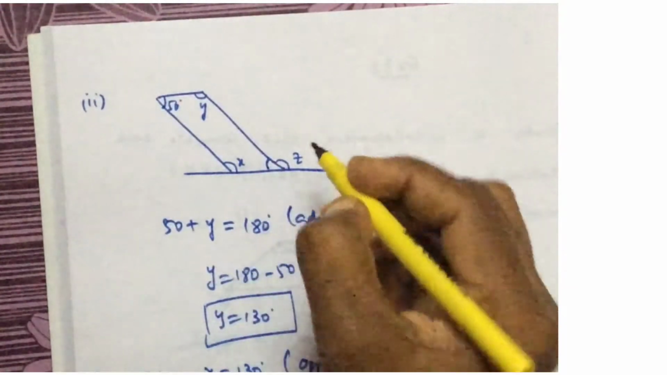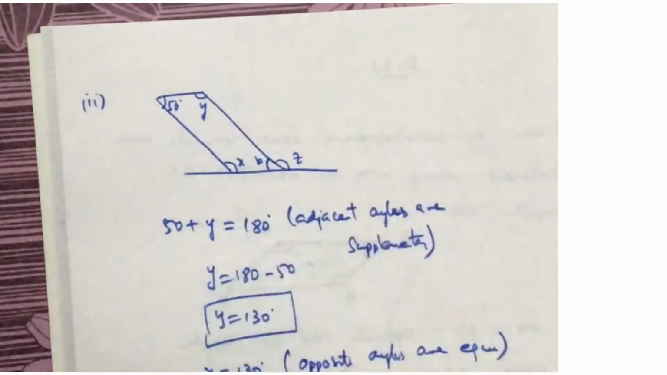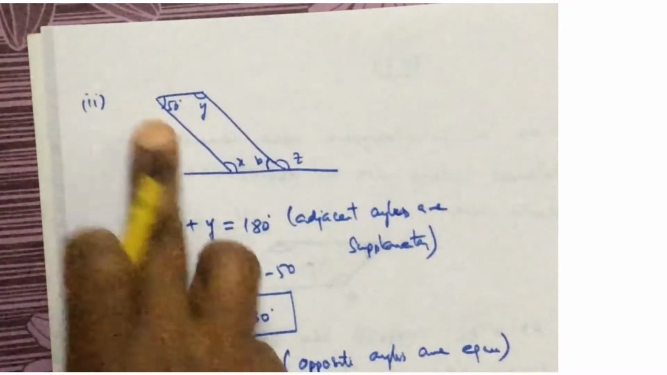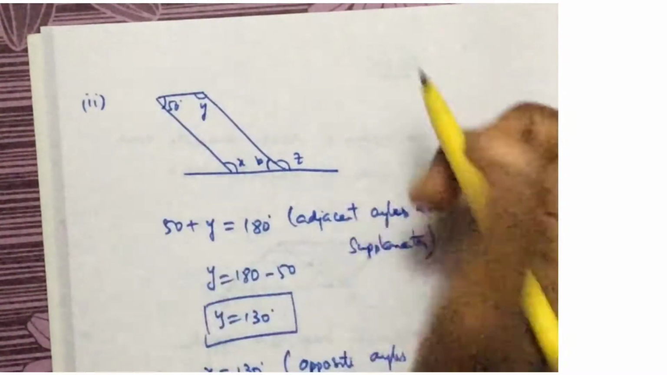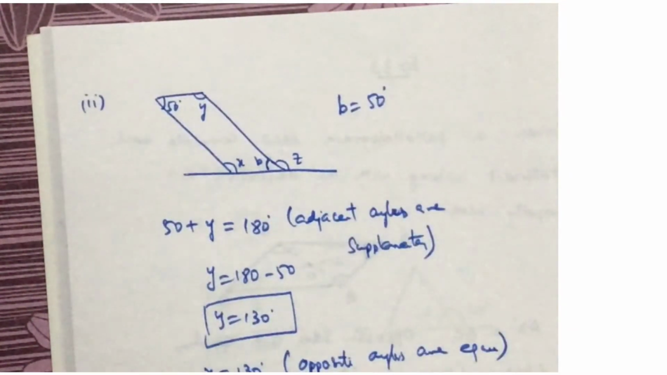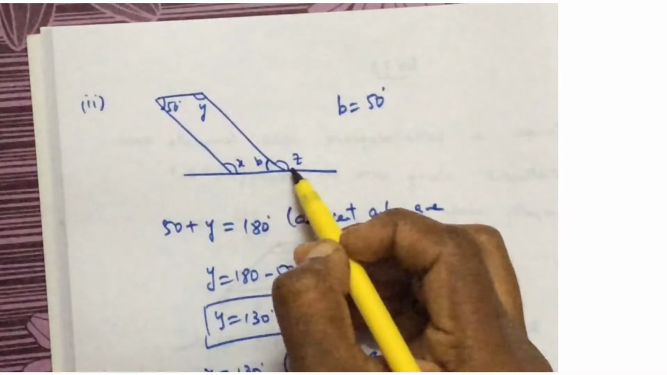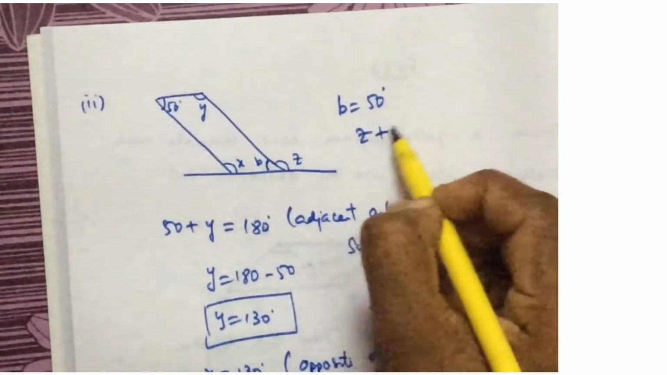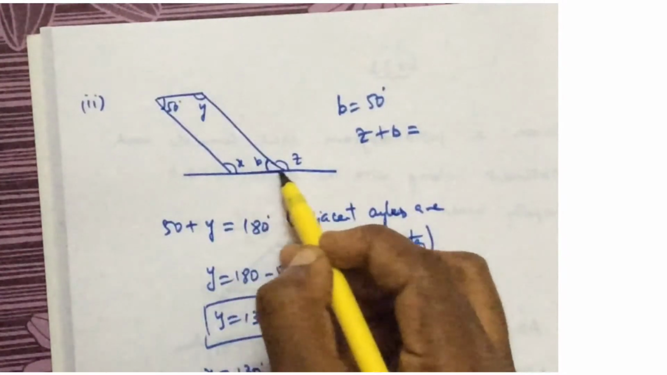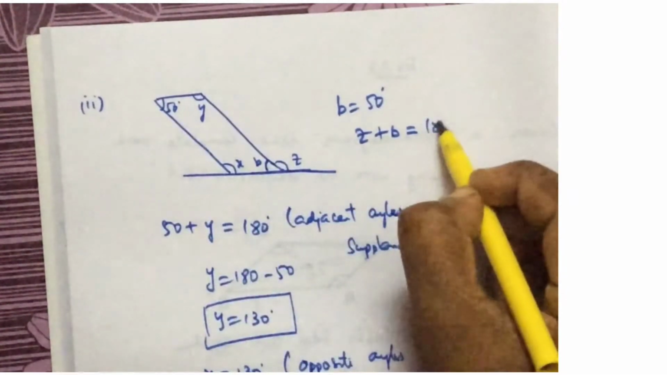Let me take this angle to be some B. What is this B? This B should be equal to this 50 because these are opposite angles. So, B is 50. What will happen if I add this Z plus B? Z plus B together should give 180 degrees. This is a straight line.